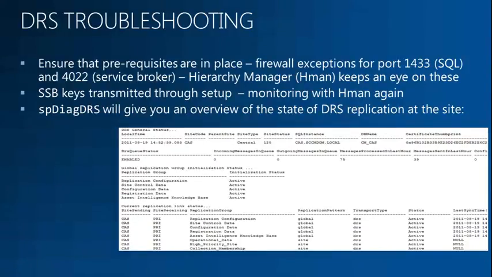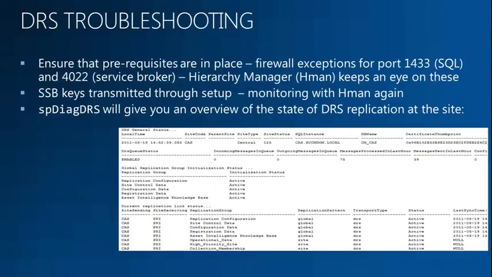HMAN will also keep an eye on the keys for us. So when we do a setup, we actually use certificate authentication for SSB so that SSB can authenticate between the two. Again, you'll see HMAN getting upset if the DBA goes in and starts deleting certificates. And if the DBA is deleting certificates, you should probably start talking to security. Our DBA is turning out to be very evil.